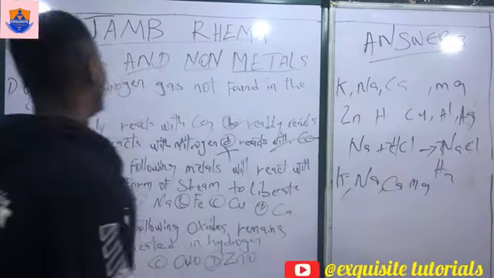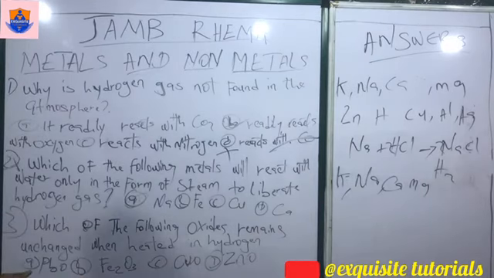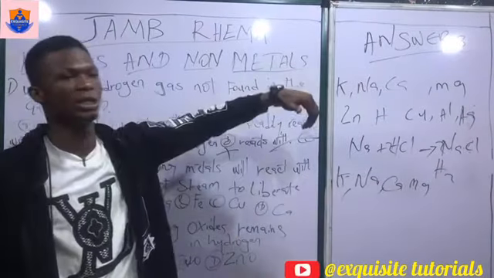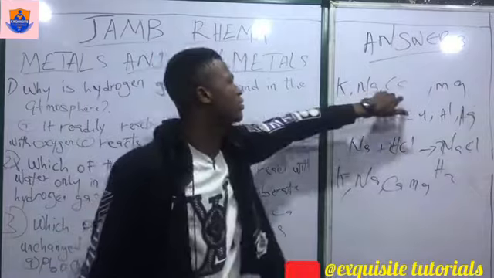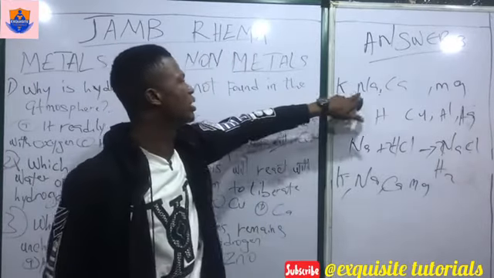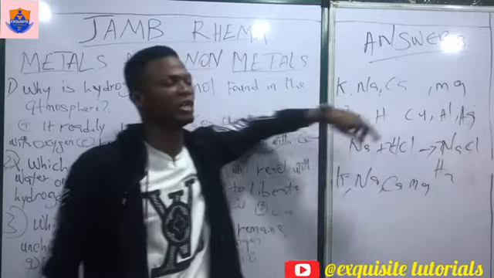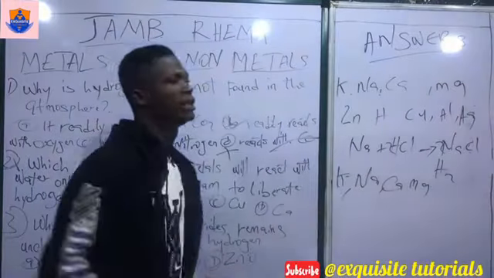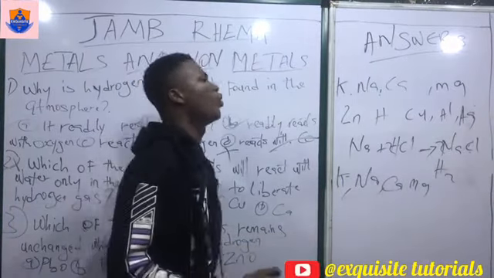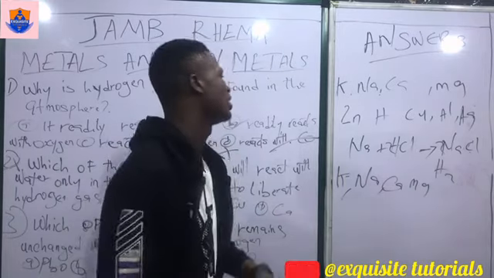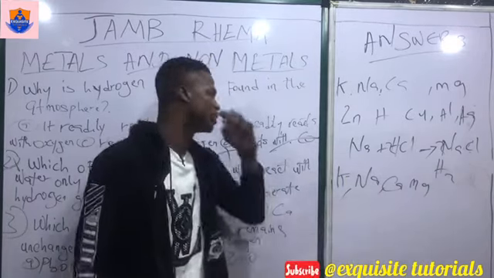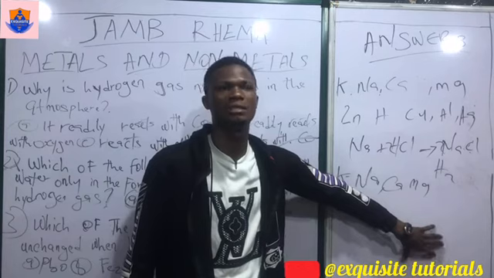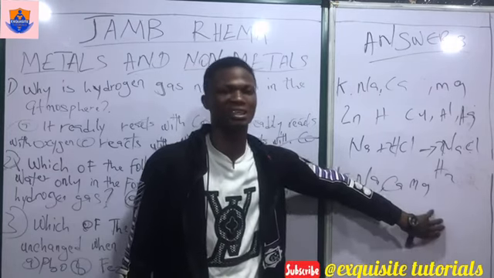But other elements which are, let's say, a little bit more reactive than hydrogen, but not as reactive as the most reactive elements. If you check the most reactive elements, you are seeing alkali metals and alkaline earth metals, those in group 1 and group 2. I don't know if you're getting me. But the less reactive elements can only displace hydrogen from water when the water is in steam form, that is, in gaseous form, not solid and not liquid.